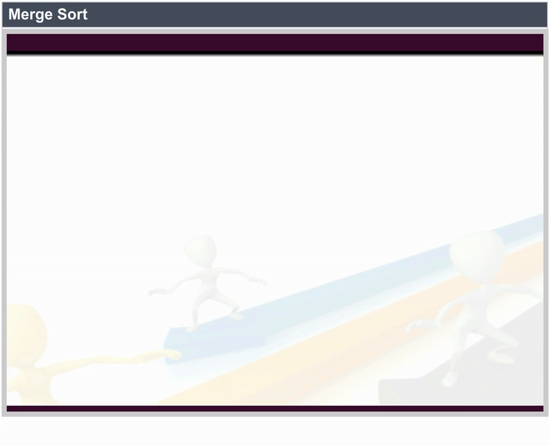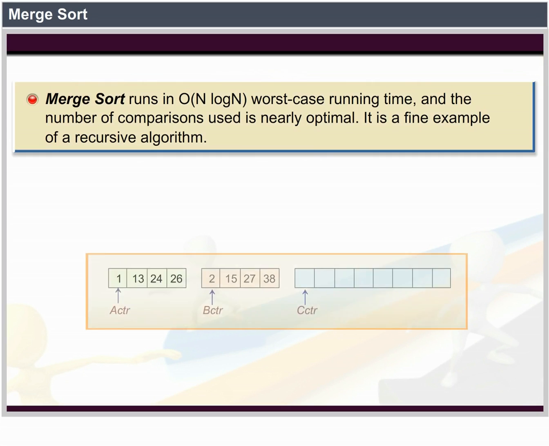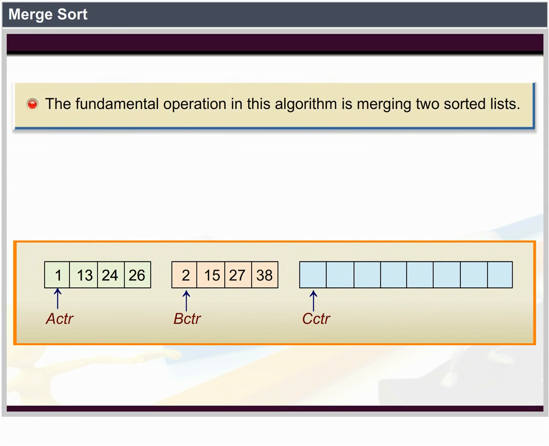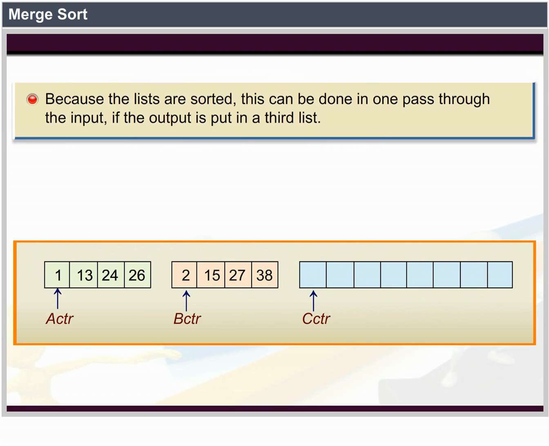Merge sort. Merge sort runs in O of n log n worst case running time, and the number of comparisons used is nearly optimal. It is a fine example of a recursive algorithm. The fundamental operation in this algorithm is merging two sorted lists. Because the lists are sorted, this can be done in one pass through the input, if the output is put in a third list.